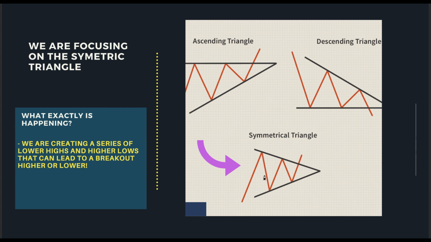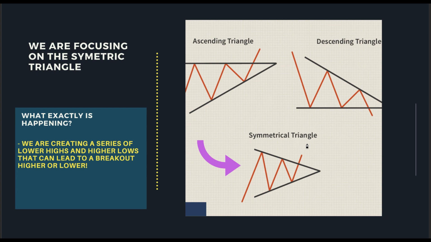Look, the important thing you need to understand with the symmetric triangle is you're basically creating a series of lower highs and higher lows. So you're getting support from the bottom, but you're also getting resistance from the top, which creates this wedge or triangle in which price has to pick which direction it wants to go. It can either break out higher or break out lower. In this little painting here, they're depicting a breakout higher, which is typically what you're going to get, but it doesn't always have to break out higher.